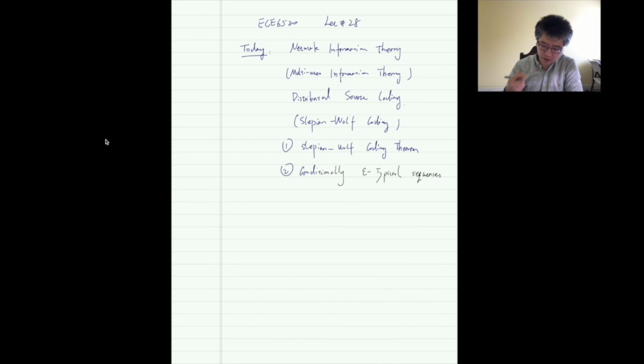Remember, we have covered a number of typical sequences before: the original typical sequences, the joint typical sequences, the distortion epsilon typical sequences. Here it is called the conditionally epsilon typical sequences. And after that, we're going to introduce the achievability of Slepian-Wolf coding, and here it's kind of important.